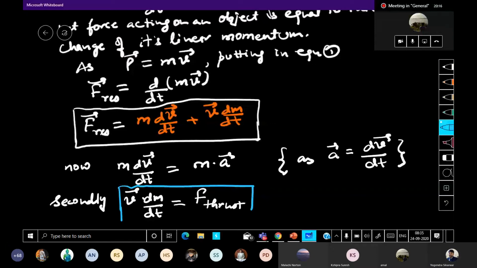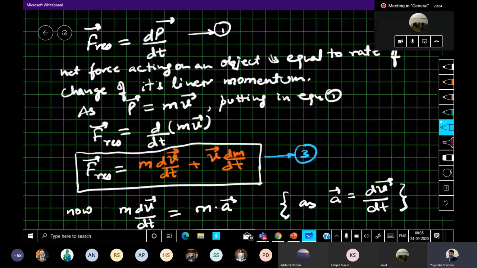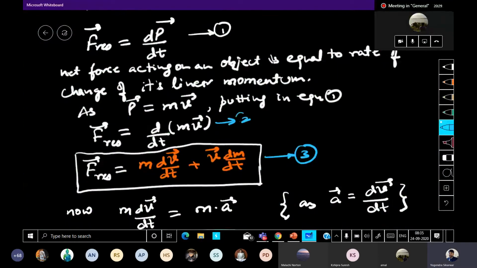Okay. So let me call this as equation 3 and let me call this as 4. Is it 3? No, it is 2. Let me call this as 2.